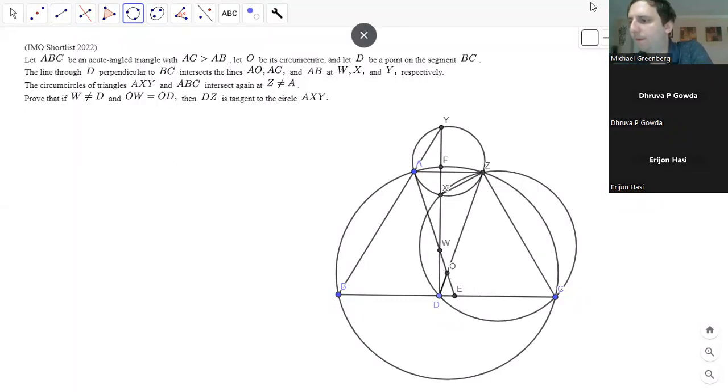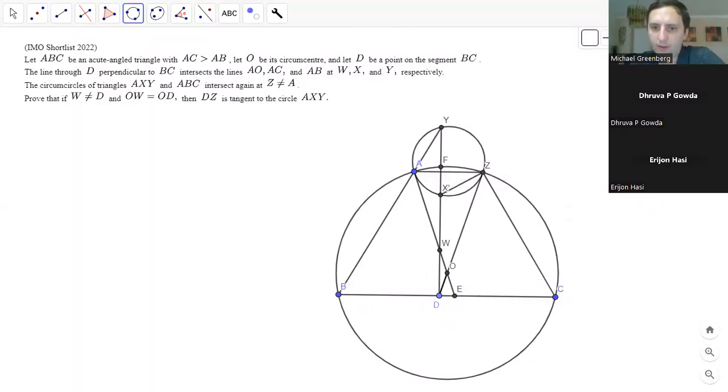I also think, what if we define X the same as in the problem again? AC cap D. Okay, we can. Because I think I see a way to show that DXZC is cyclic, if we define X as the intersection of AC with this.